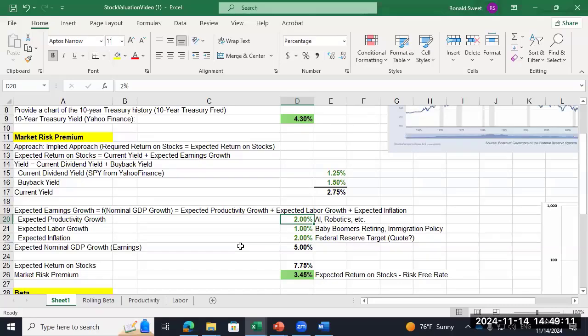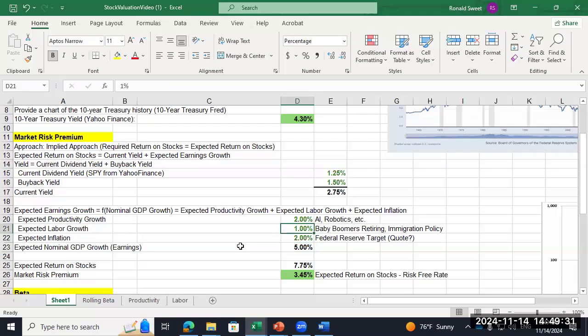Who knows what AI is going to do for us? I don't think we figured that out. But if AI takes off, I think you could argue that labor growth may not be so fast because we won't need all these workers because the robots can do everything. Who knows? And then I'm going to use a 2% for inflation. Guess what's the Fed saying? But you could use a higher number than that.